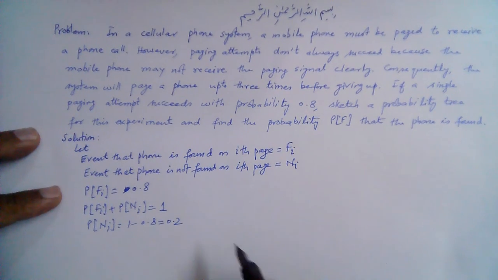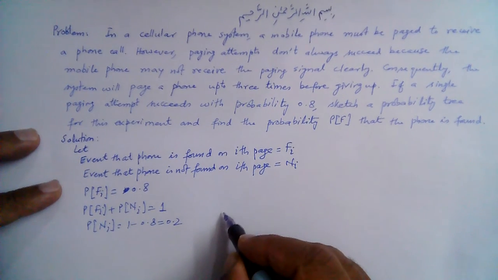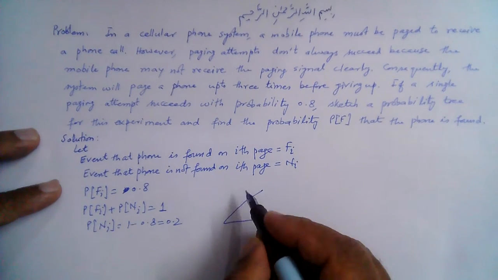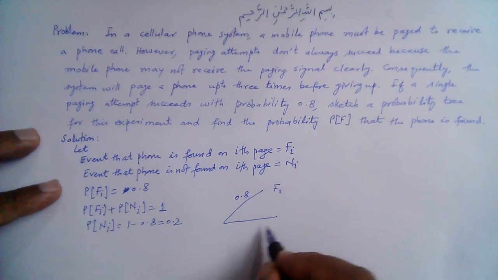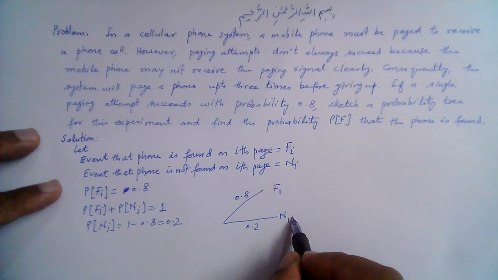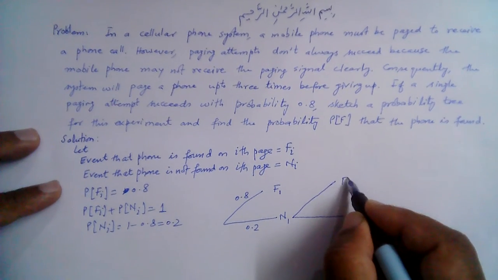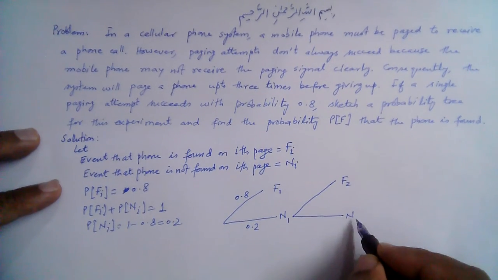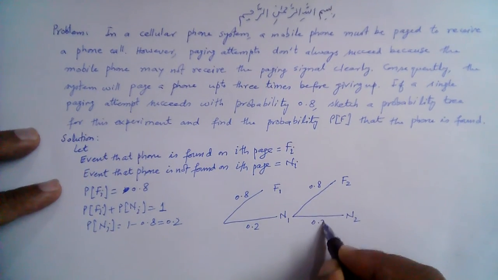So we make 3 successive attempts. For example, the first attempt can be denoted like this. This is the probability that the phone is found, that is F1. This is the first attempt, and this is the probability phone not found, N1. So if it is not found, the second paging attempt is made. If it is found, it is F2, and if it's not found, then this is N2. And the probability here again is 0.8, and here it is 0.2.